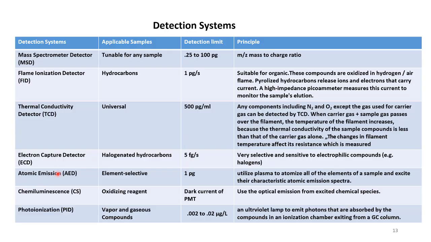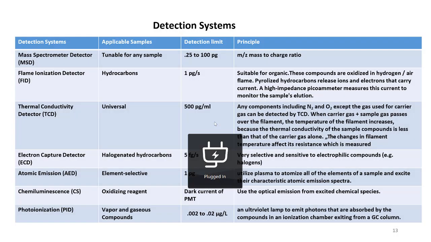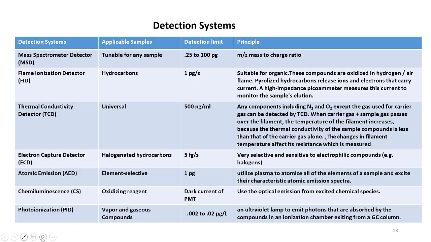These are used for halogenated hydrocarbons. Then atomic emission. These are element selective, and the detection limit is 1 picogram. Then chemiluminescence. It is used for oxidizing reagents, and the detection limit depends upon the dark current of the PMT. Then photoionization, it is used for vapor and gaseous compounds. The detection limit is around 0.002 to 0.02 microgram per liter.